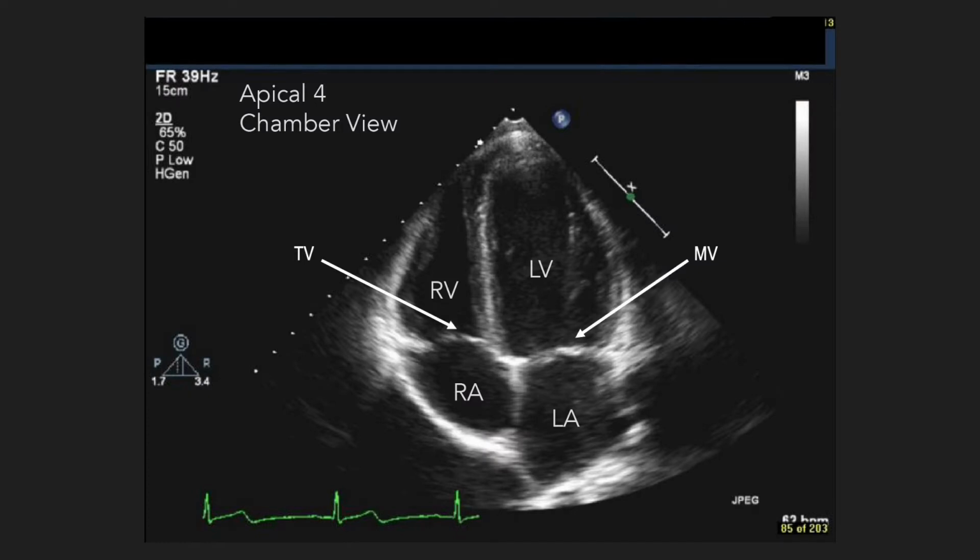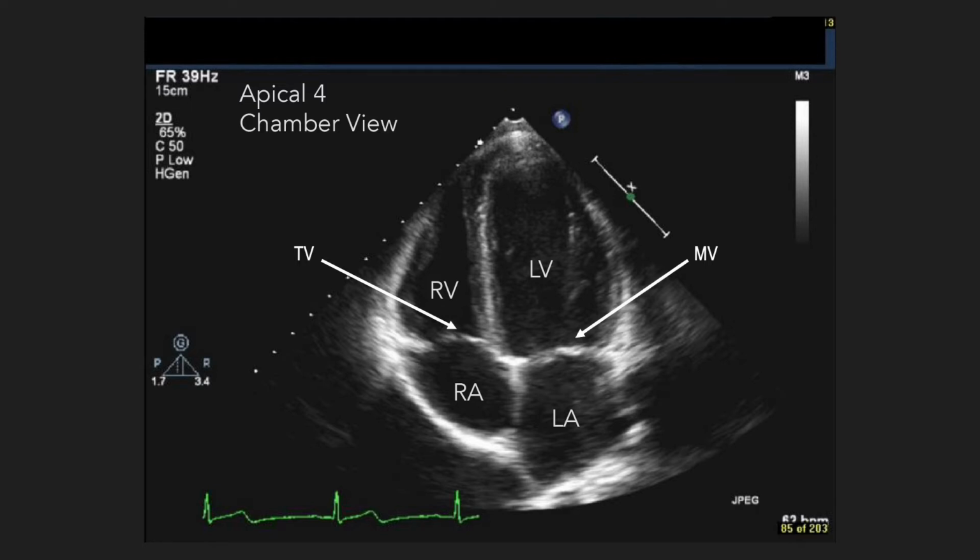All right, so here's an apical four-chamber view. It's kind of counterintuitive, but we're looking at the left side of the heart on the right side of the screen. So here we're looking at the left atrium on the bottom right, the mitral valve, which is used to separate flow from the left atrium and the left ventricle, the septum, which is in between the left ventricle and right ventricle, again, with the right ventricle and right atrium being separated by the tricuspid valve.